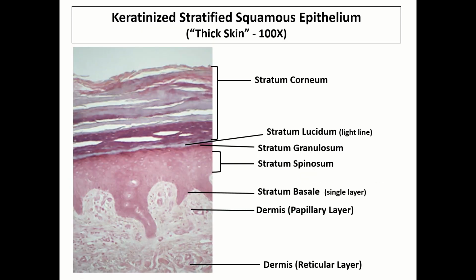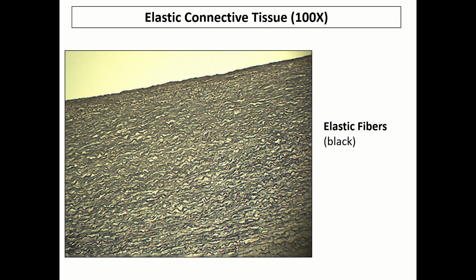We can contrast this with dense irregular connective tissue. Once again, going back to a skin slide. Your dense irregular connective tissue is best found in the reticular layer of the dermis. As you zoom into the reticular layer, you can still see pink bundles of collagen fibers, but instead of running in parallel waves, these now run in multiple different directions. So dense irregular versus dense regular.